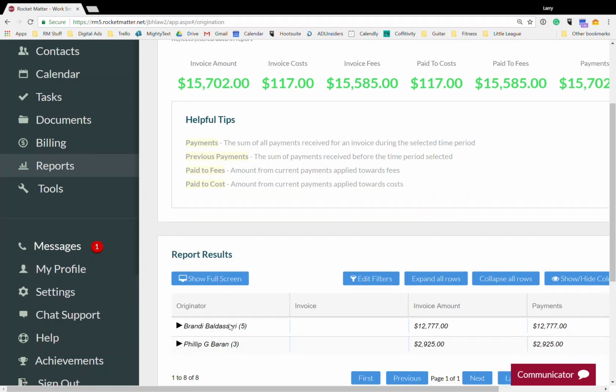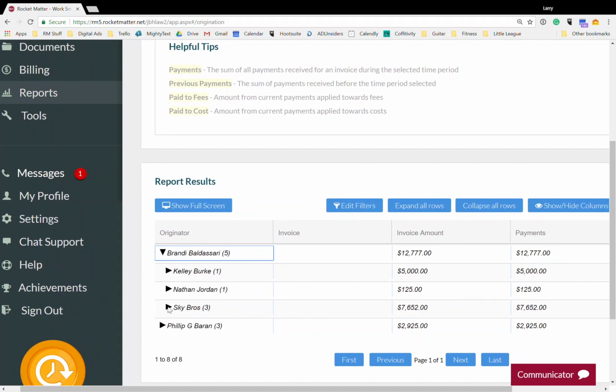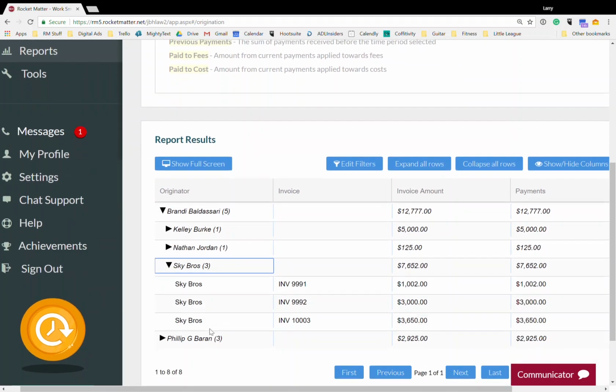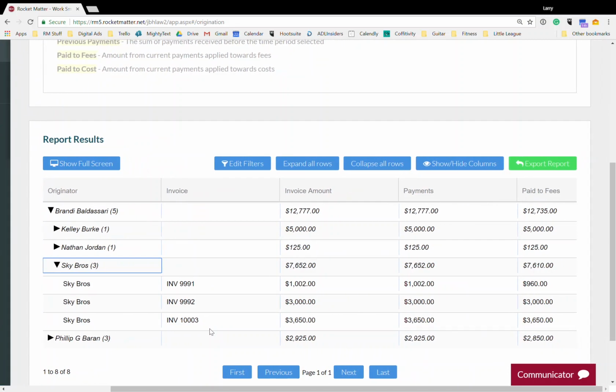Now, if I expand these results, this is the originator, and the next grouping are the clients. The clients in this case, for Brandy Baldessari, the originator, would be Kelly Burke, Nathan Jordan, and Sky Brothers, right? And if I expand Sky Brothers, you can see that there's a number of invoices underneath. So let's take a look real quick.